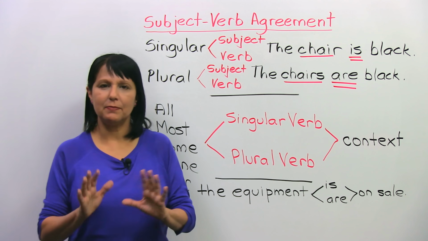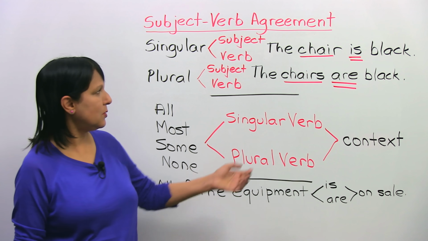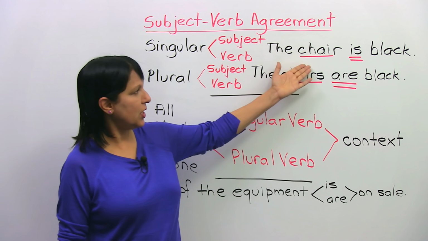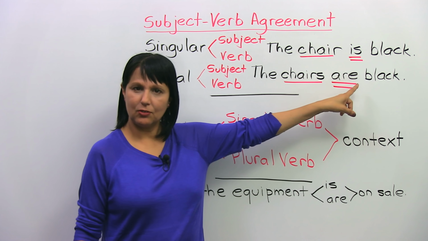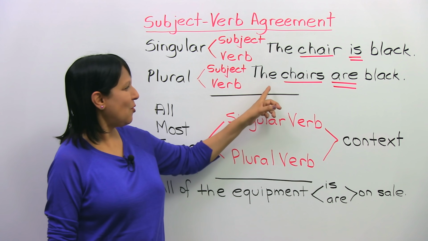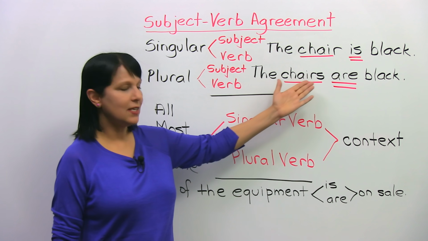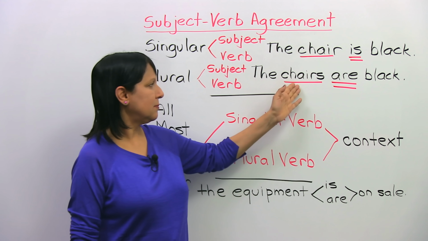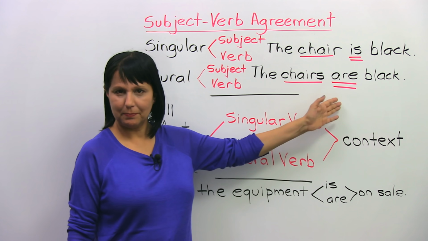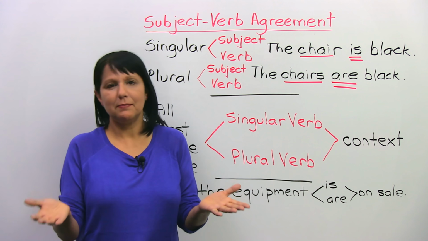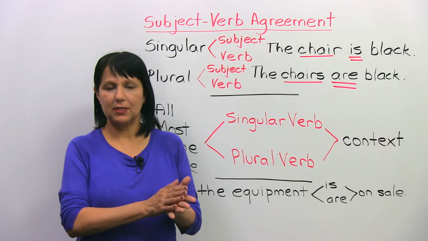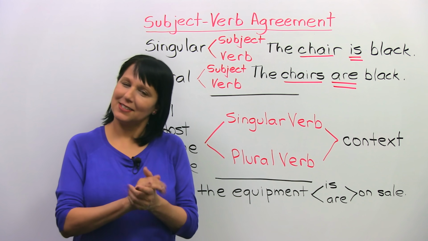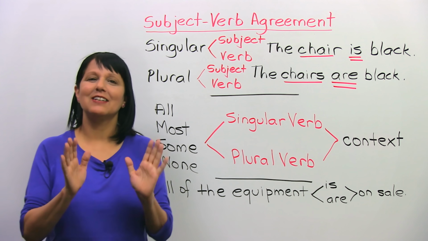And most of the time, that's pretty easy. For example, we say, the chair is black. Singular subject, singular verb, right? Or we say, the chairs are black. Plural subject, plural verb, okay? So most of the time, it's quite easy for you to decide which verb to use with the subject. But sometimes it's not that clear.